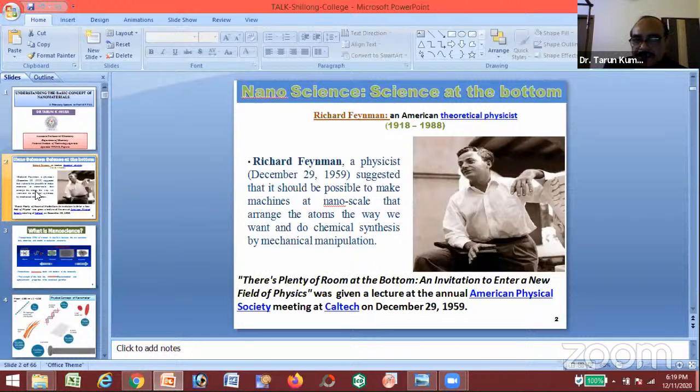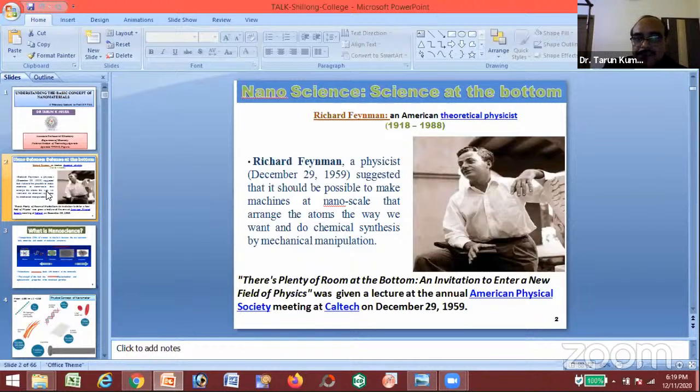He was a theoretical physicist, and he gave a very useful lecture that encouraged all scientists. It was given at the annual American Physical Society meeting at Caltech on December 29, 1959. The quotation, now we can say: there is plenty of room at the bottom. There is plenty of room at the bottom. An invitation to enter a new field of physics.